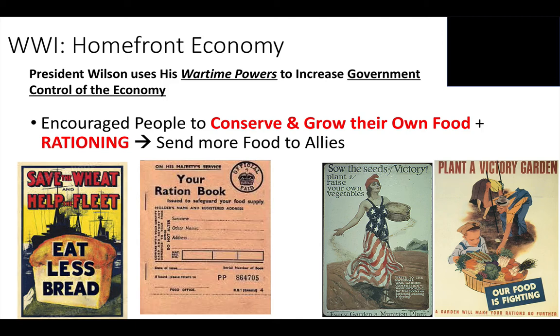You can see on the right, they were also encouraging individuals and people at home to plant their own food. Instead of buying food at the grocery store, leave that food that's manufactured, leave that for the Army. Instead, plant a garden and use the food you grow yourself. That's what you should eat. So again, you're leaving more supplies for the armies.